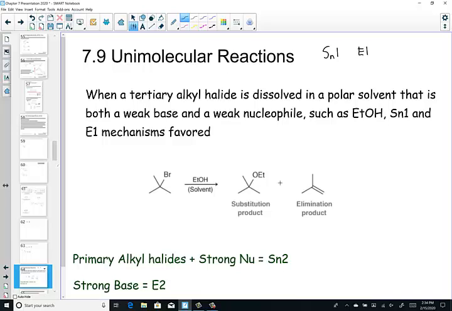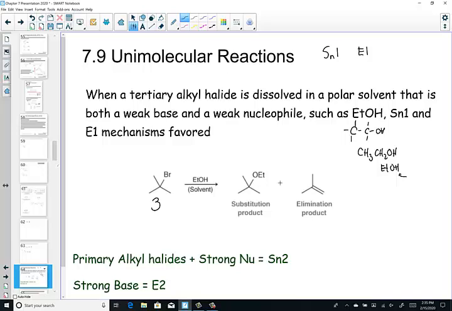So when a tertiary alkyl halide is dissolved in a polar solvent that is acting both as a weak base and a weak nucleophile, for example, ethanol. Ethanol, of course, CH3CH2OH, you'll see that abbreviated as EtOH. It is a protonated alcohol, right? So what we're thinking here is that it's a weak nucleophile, weak base. Remember that weak bases are conjugates of strong acids, okay? And so EtOH would promote SN1 and E1 mechanisms.